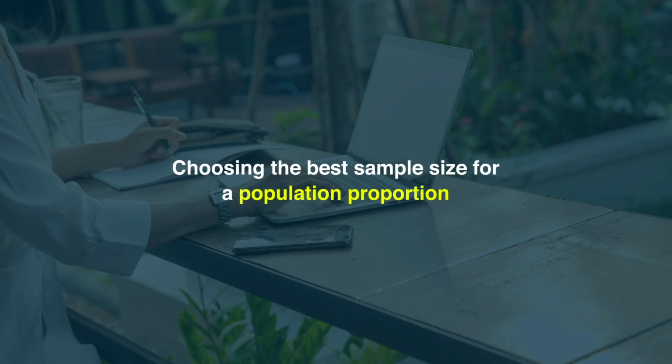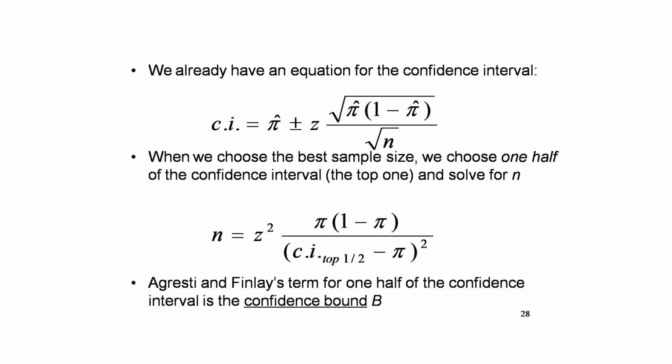Choosing the best sample for a population proportion, we already have an equation for the confidence interval, which is quoted by pi plus or minus z times the square root of pi (1 minus pi) over n. When we choose the best sample, we take one half of the confidence interval, the top one, and solve for n. So n equals z squared multiplied by pi (1 minus pi) over the interval's top half squared. The accuracy in technical terms for one half of the confidence interval is the confidence bound B.